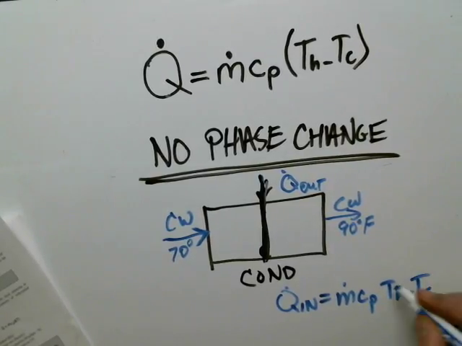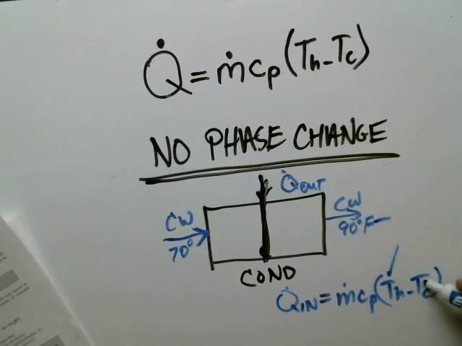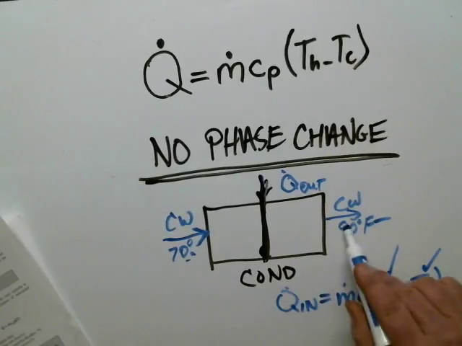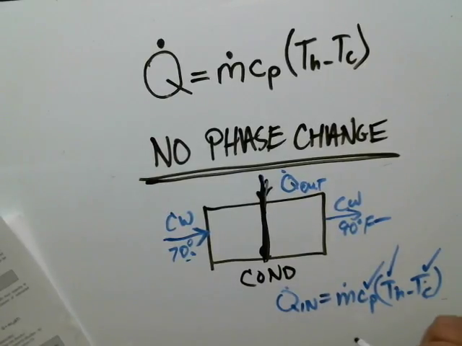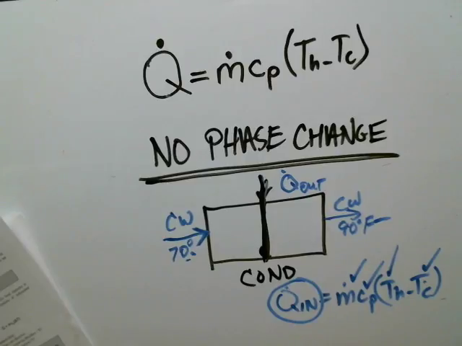It's hot minus cold. Well, the hot is 90 degrees, I know it. The cold temperature is 70 degrees, I know it. If I assume the specific heat capacity is 1, I'm good. The only thing I would ask you is, hey, what's the mass flow rate of the circ water? And I can solve for the heat transfer rate of this condenser.